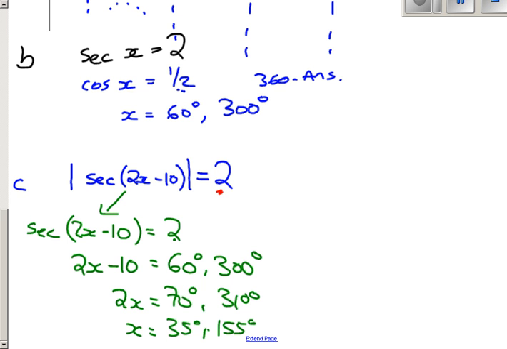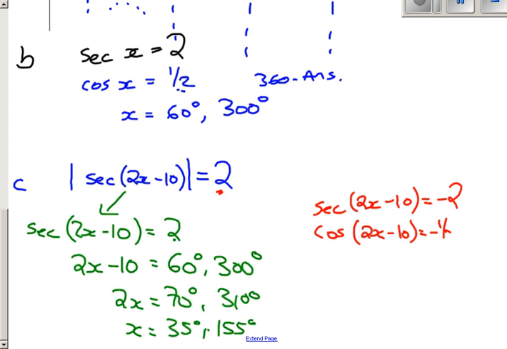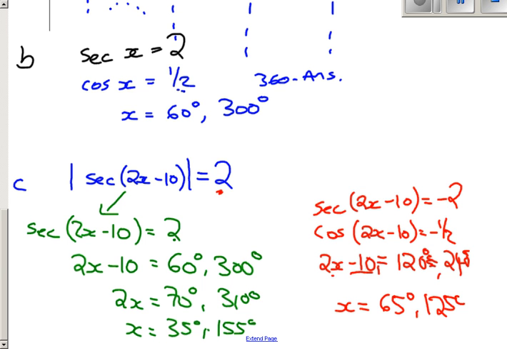But of course, there's an alternative suggestion as well. Instead of it being 2 here, it could be minus 2. So I've got sec of 2x take away 10 equals minus 2. So that's the same as saying the cos of 2x take away 10 is minus half. And there's two answers for that. They're 120 degrees or 240 degrees. Sorry, it's getting a bit of a mess there. Just like we did before, add the 10 and divide by the 2, and that gives us final answers of 65 degrees or 125 degrees. So there's 4 answers at the end of the question.